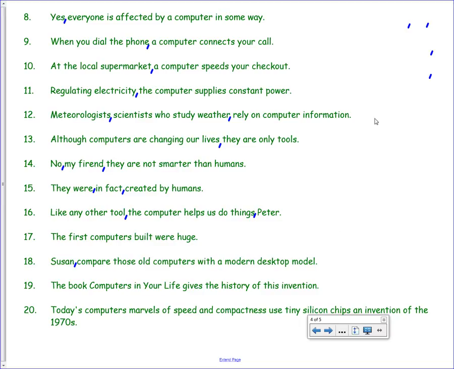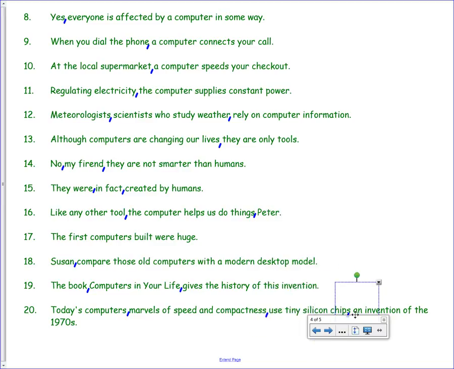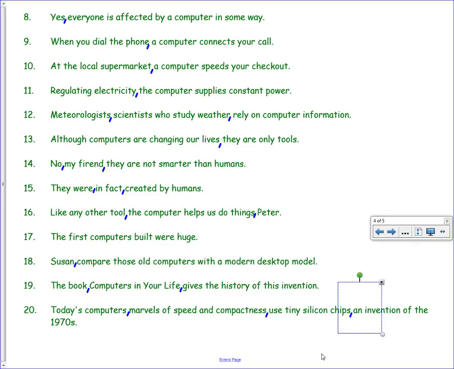The book, comma, Computers for Your Life, comma, gives the history of this invention. The book gives the history of this invention. Today's computers, marvels of speed and compactness, we don't need to know that they are marvels of speed and compactness, use tiny silicone chips, oh, I need another comma, an invention of the 1970s. Let's move this out of the way so we can see why. We can take out marvels of speed and compactness. Today's computers use tiny silicone chips. I also don't need to know an invention of the 1970s, so therefore the comma has to go there as well.